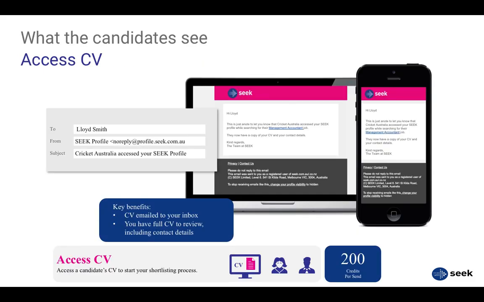Finally, you've got Access CV. So this is the most common connection type. We do send the candidate a note just to let them know that company X accessed their Seek profile while searching for candidates, and that the company has a copy of the candidate CV and contact details. So this one, obviously a courtesy note, but what we also recommend is when you are connecting with a candidate, and for some reason, if they're not relevant, if they're not suitable for the role that you're recruiting for, just close the loop with them.